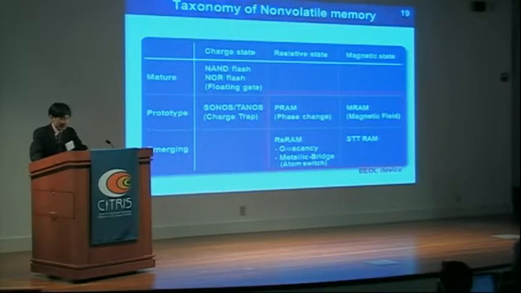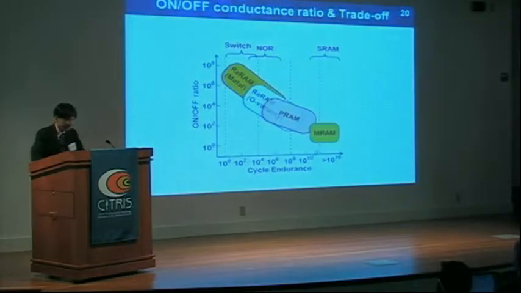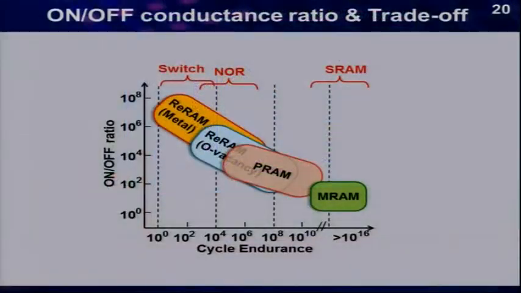The charge storage device needs a thick oxide. The thermal treatment may affect the CMOS properties. Here we show the territory of memory in terms of cycling endurance and on-off conductance ratio. You can see there is a trade-off between on-off ratio and cycling endurance.